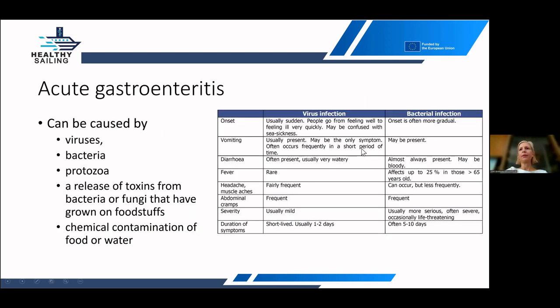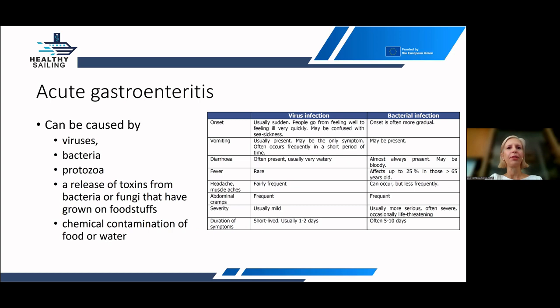We will start with some basic information because we also have partners with different backgrounds. For people participating with a public health background, this is very well-known information, but because the audience varies, I will give an overview at the beginning about acute gastroenteritis. It can be caused by viruses, bacteria, protozoa, a release of toxins from bacteria or fungi that have grown in foodstuff, or by chemical contamination of food or water.